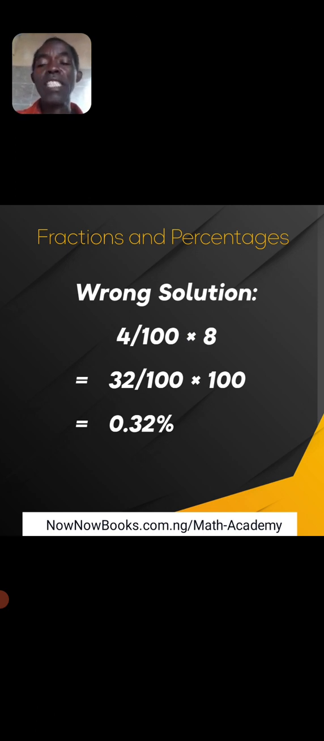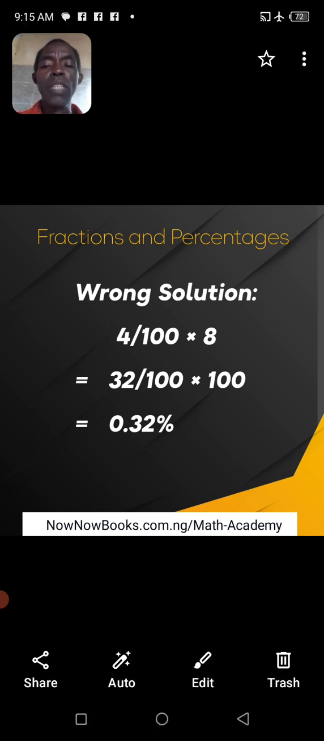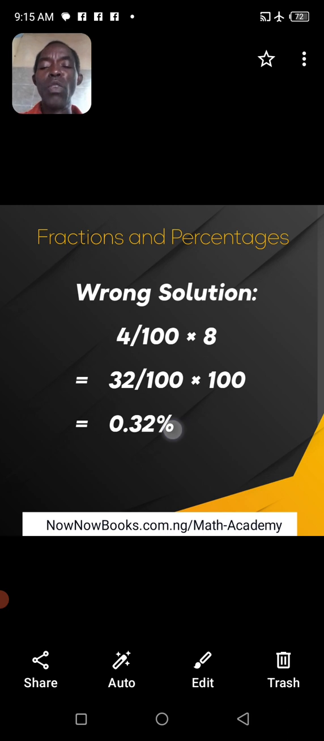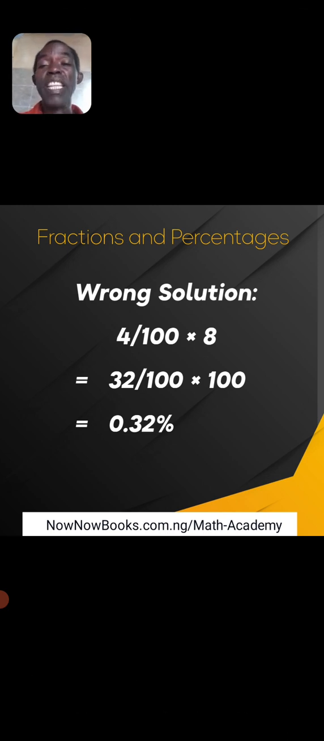Now, that is a wrong way to solve the question. Usually, that will give you 32 over 100 times 100, because it is as a percentage. Because you have to get percent as an answer, they have 32 over 100 times 100, which is 0.32%, which is a very wrong solution. Now, let's look at the right solution to this.